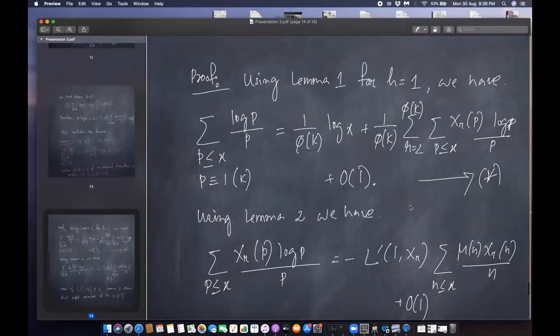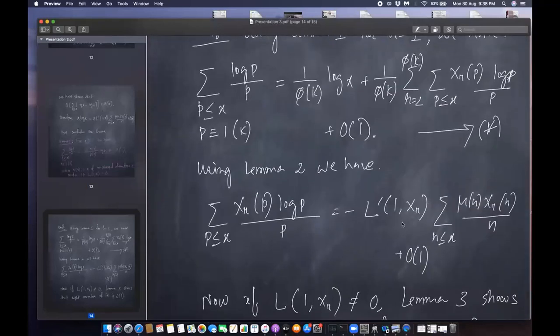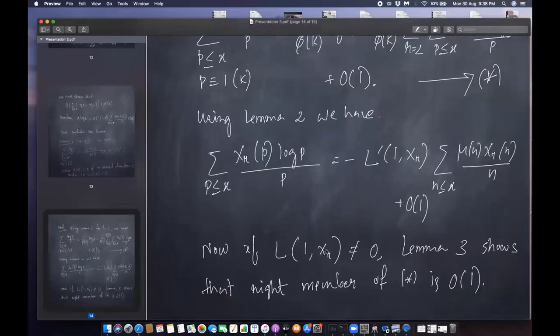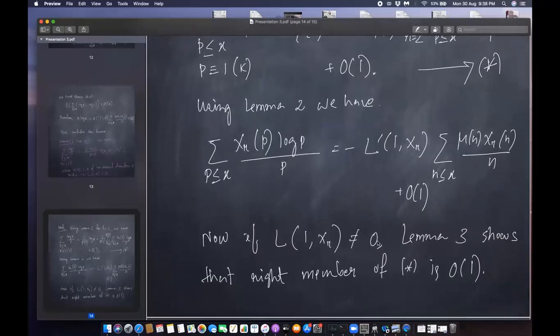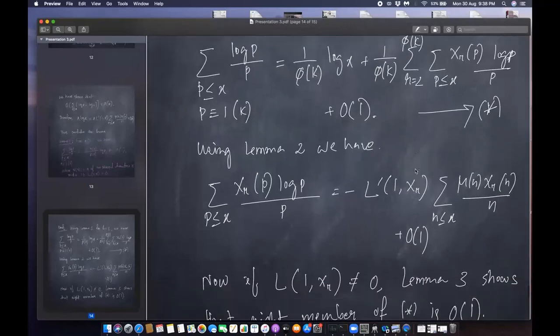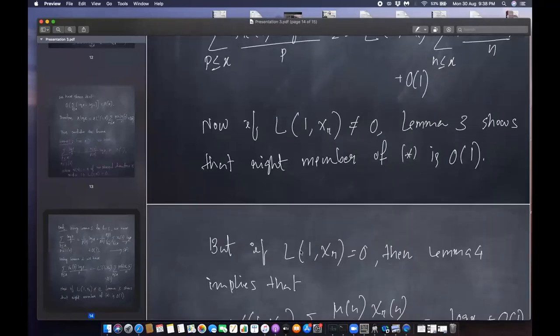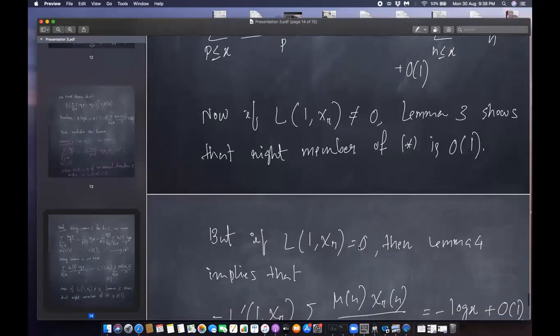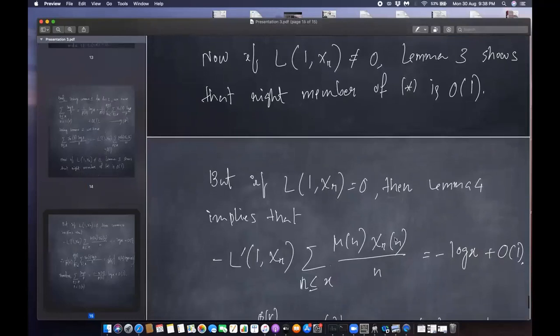And if we use lemma 2, then we obtain that this sum would be expressed this way. And if L of 1 comma chi-r is non-zero, then in lemma 3 we have shown that the right member of the star is 1. But if L of 1 comma chi is equal to 0, then we have shown in lemma 4 that this product with this would be equal to minus log of x.